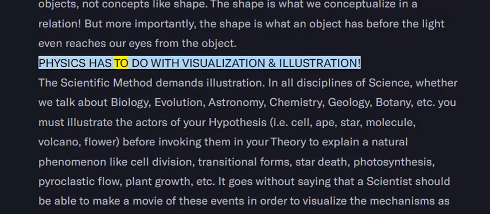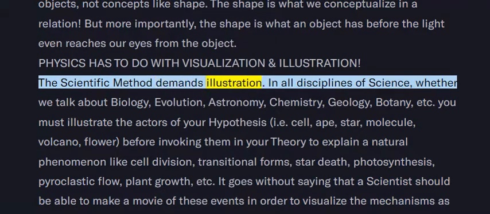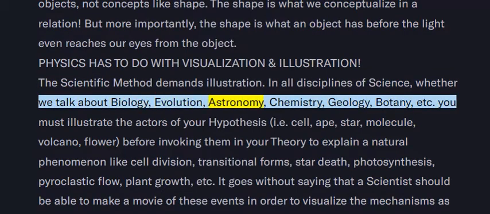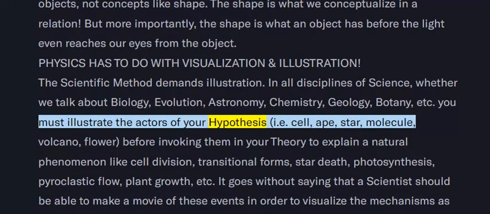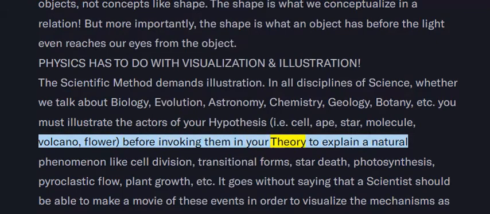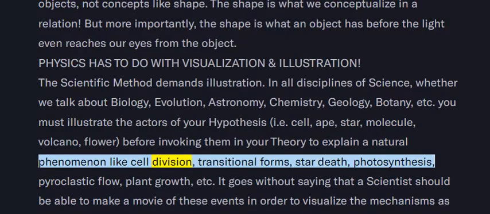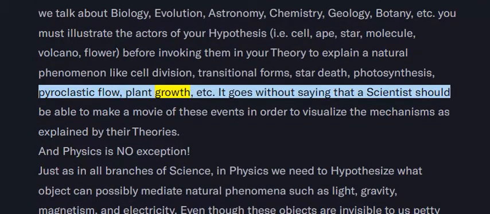Physics has to do with visualization and illustration. The scientific method demands illustration. In all disciplines of science, whether we talk about biology, evolution, astronomy, chemistry, geology, botany, etc., you must illustrate the actors of your hypothesis, i.e. cell, ape, star, molecule, volcano, flower, before invoking them in your theory to explain a natural phenomenon like cell division, transitional forms, star death, photosynthesis, pyroclastic flow, plant growth, etc.